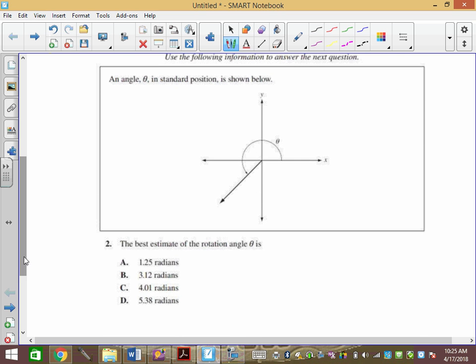Okay. An angle theta in standard position is shown below, the best estimation. So these are all in radians, correct? This is pi over 2 radians. This is pi. Pi is 3.14159, blah, blah, blah. This is 3 pi over 2. What's 3 pi over 2 in decimal format? What's 3 pi divided by 2? Which one fits?